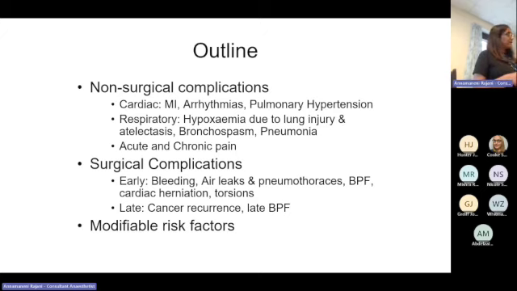The commoner ones are air leaks, really. That's the commonest post-op surgical complication, that you get a persistent air leak, and that could be from either a bronchopleural fistula or just that the patient has got massive emphysema and bullous disease all over, which gives you the persistent air leak. Rarer complications are cardiac herniations, and we'll talk a little bit about them. Torsion of the lung, again, quite rare, but that does happen. I have seen it. And really late complications are cancer recurrence and bronchopleural fistulas.